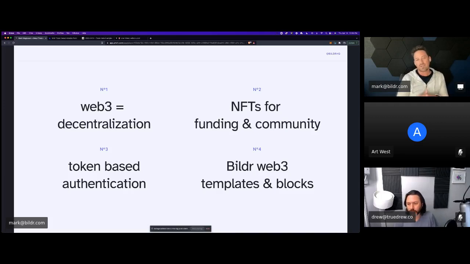And then a couple of practical applications for some of the early things in Web3. One of those is NFTs used for startup funding and for early community. I think it's a really powerful part of this tech that's underutilized right now, and we're going to see a lot more usage of it. And then the first real world use case that I've seen a lot of is token-based authentication. That's for doing things like accessing content only if you have a certain NFT or set of tokens in your wallet. And then the last thing we'll talk about is Bildr's Web3 templates and blocks. Then we'll probably open it up for quick Q&A as well.